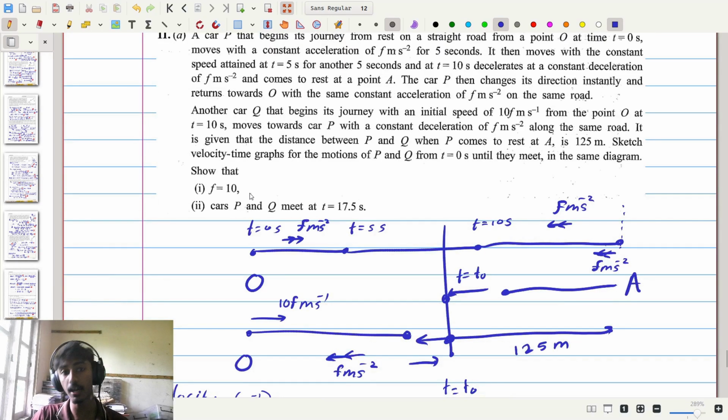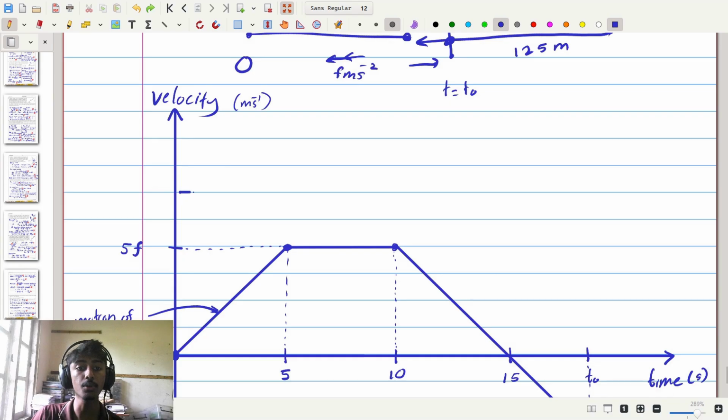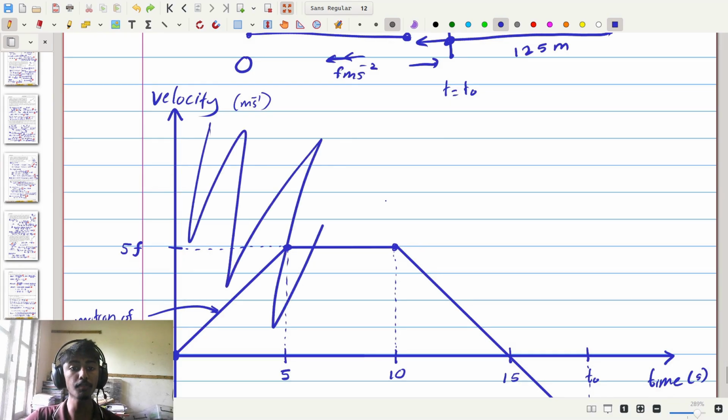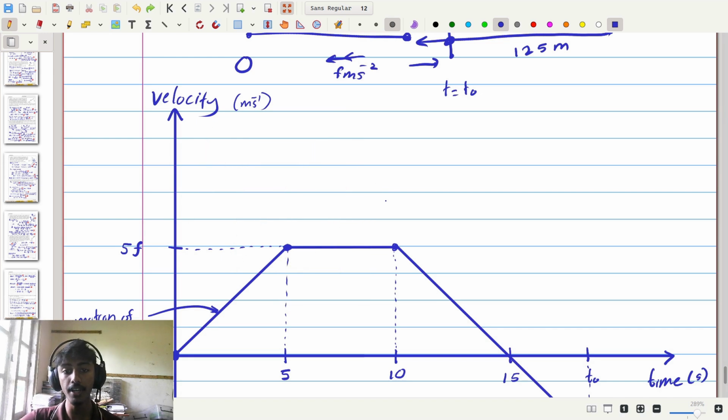So considering car Q begins its journey with an initial speed of 10 f meter per second from the point O, but it begins at t equals 10 seconds. So for the first 10 seconds, car Q doesn't even exist on our graph. So therefore, in all of this space here, we are not going to draw anything for car Q. Instead, we only started drawing stuff for car Q at the time t equals 10 seconds.